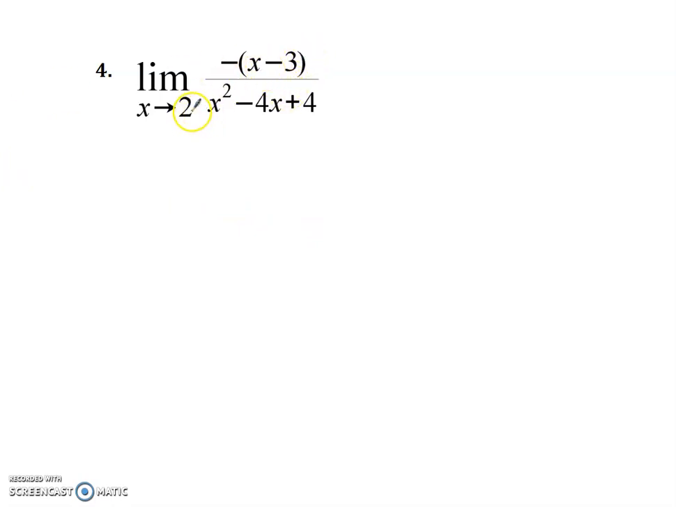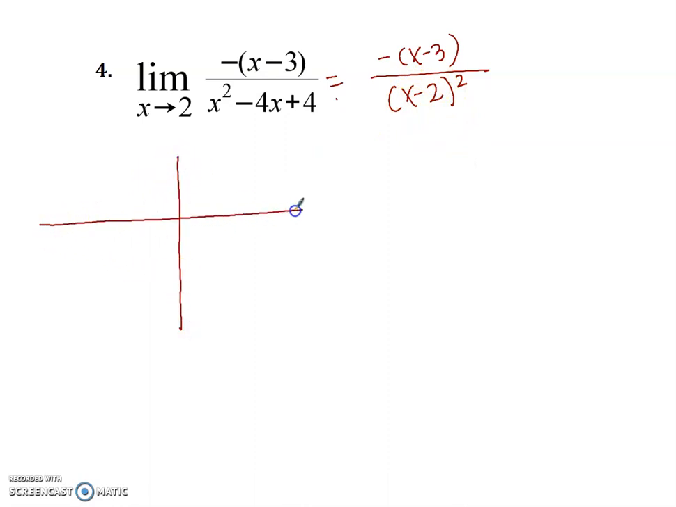Now for this next one, if I plug in 2, I can see I'm going to get 0 on the bottom. That's 4 minus 8 plus 4. That would give me 0 on the bottom, not 0 on the top. So that means we have an asymptote. So I'm going to factor this. This will be x minus 2 squared. So this is an even asymptote. So that means the two little ends at the asymptote are going to go in the same direction. So these are the ones that we have to graph to figure out whether both ends go up or both ends go down.